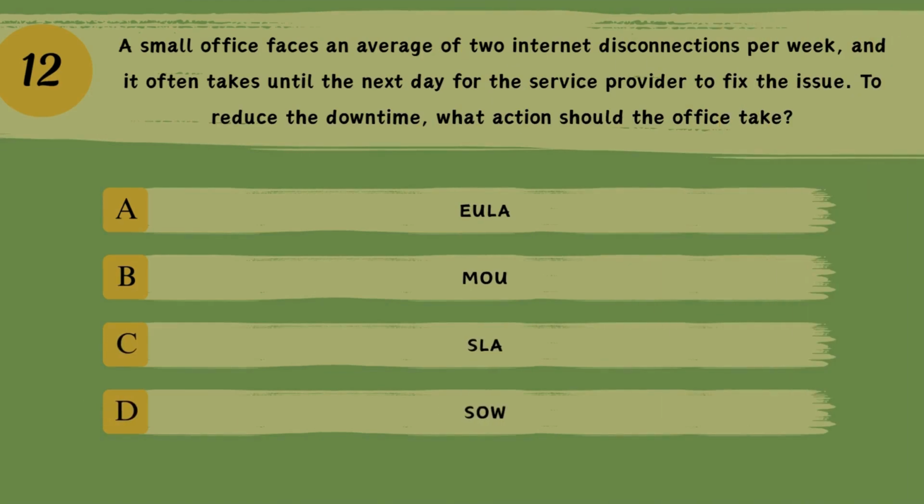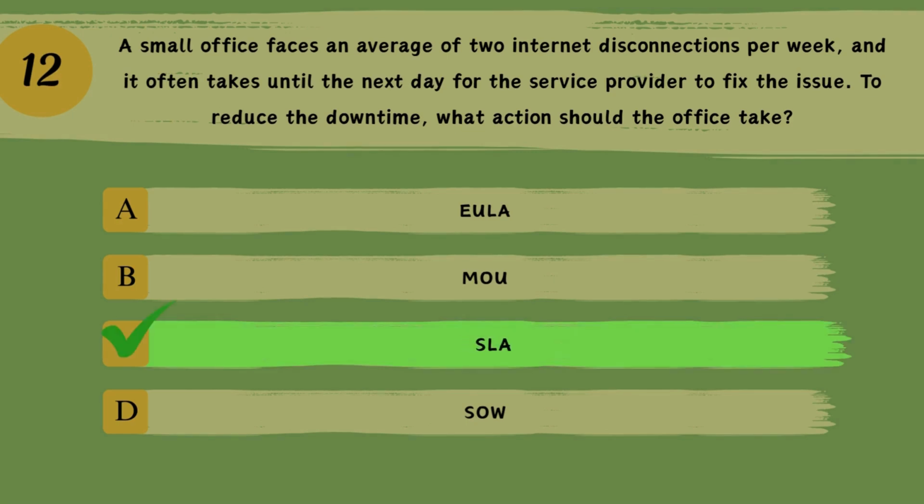Question 12. A small office faces an average of 2 internet disconnections per week, and it often takes until the next day for the service provider to fix the issue. To reduce the downtime, what action should the office take? A. EULA. B. MOU. C. SLA. D. CEW.